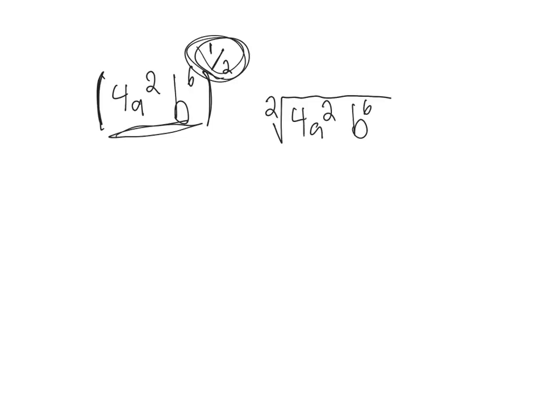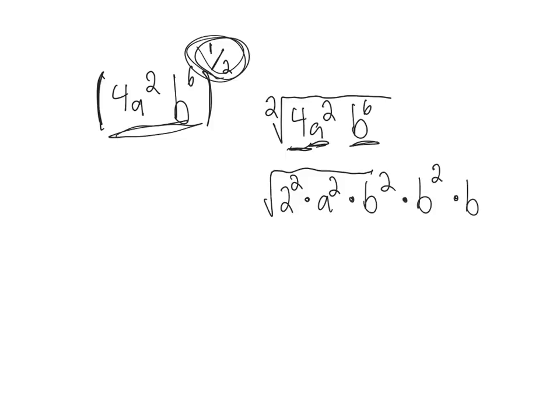You'll have to break these down into a squared and b to the 2 squared, and a 4. So this will come out as 2 squared times a squared times b squared times b squared times b squared.